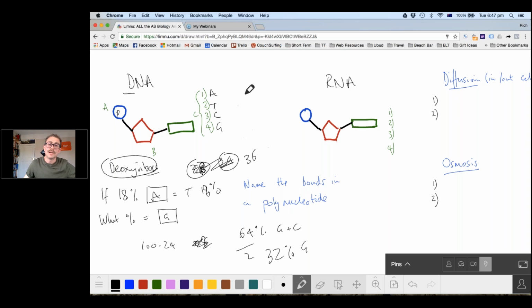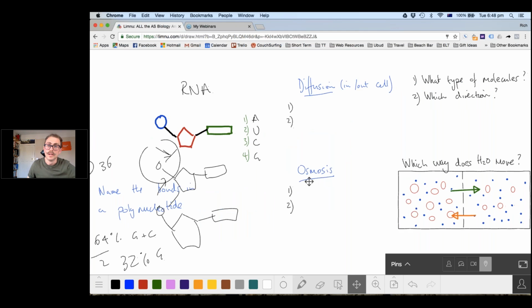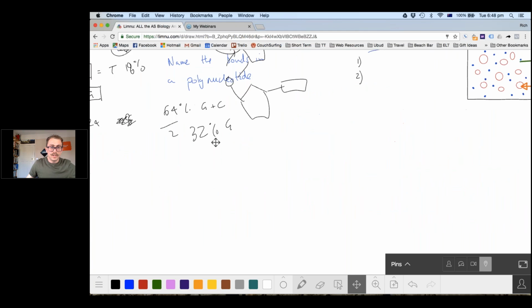Okay, name the bonds in a polynucleotide. So these are going to form DNA or RNA. If we were going to make another one down here and put more bases on, we form the sugar-phosphate backbone. And we form these bonds here, and they're called phosphodiester bonds. The bonds always come up. For the bases, we've got adenine, cytosine and guanine, but we have uracil instead of thymine in RNA.